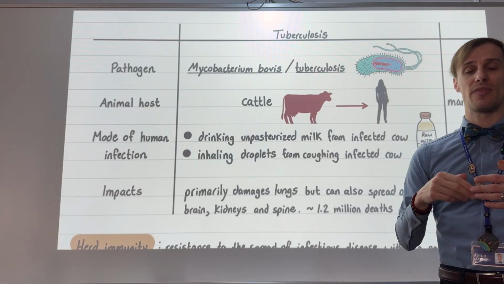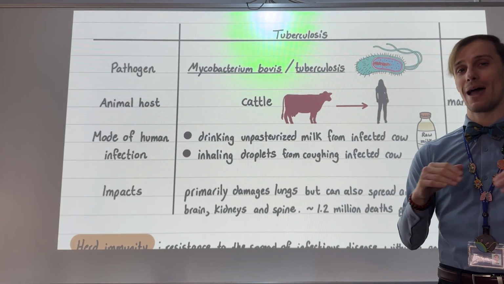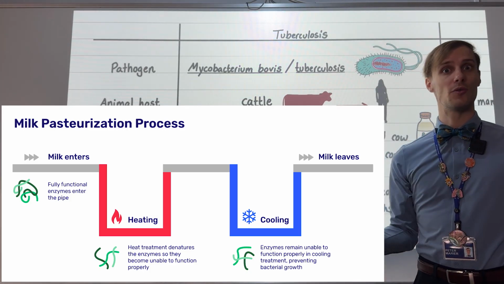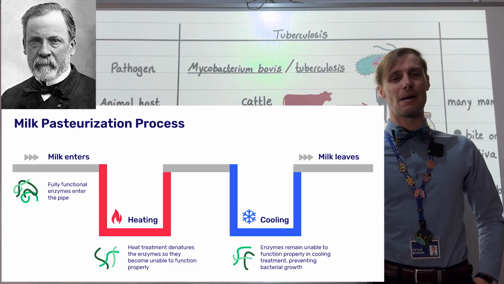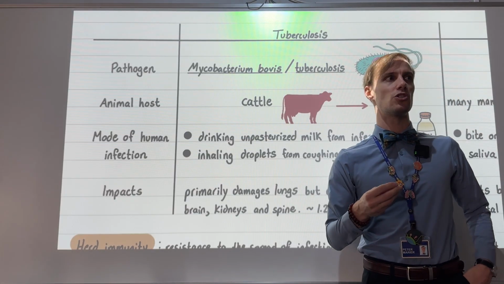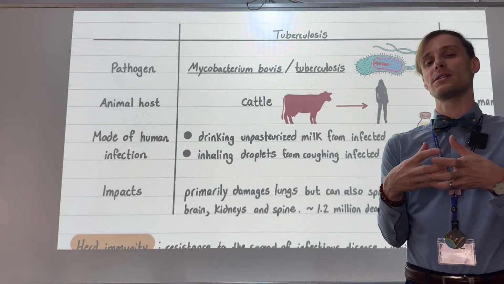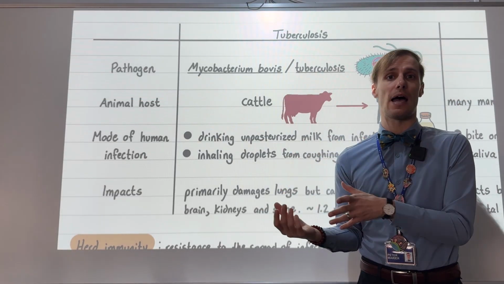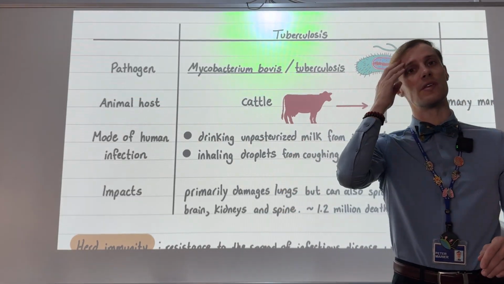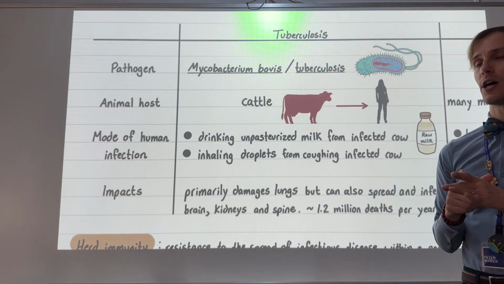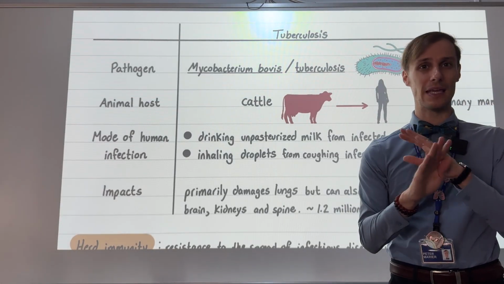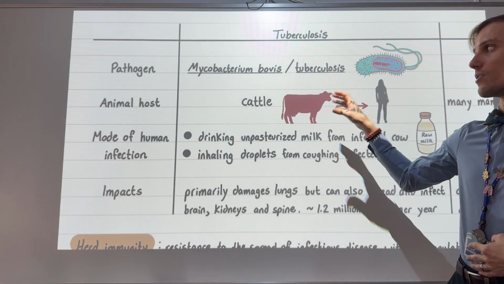Today, the common method of drinking milk is to first pasteurize it. This is named after Louis Pasteur, but pasteurization really just means to heat the milk in order to kill any pathogens present in the milk prior to actual consumption. So this absolutely should be done. Consuming raw milk is incredibly ill-advised for this reason and more.